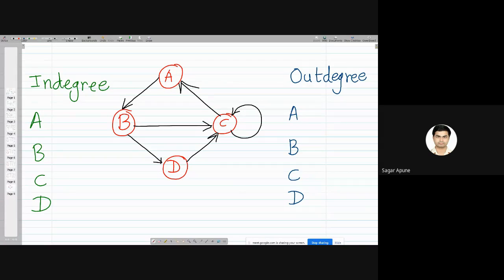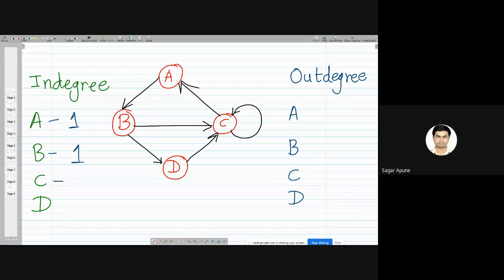Okay, the answers are with us. Let's see. In degree means incoming edges. Here A has one incoming edge, so in degree of A is 1, right? C to A connection is there. What about B? In degree, incoming from A, 1 edge, so 1 degree.